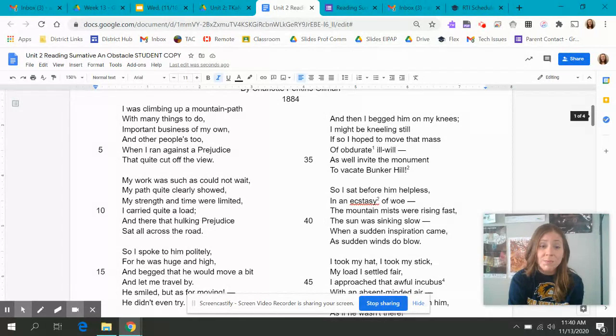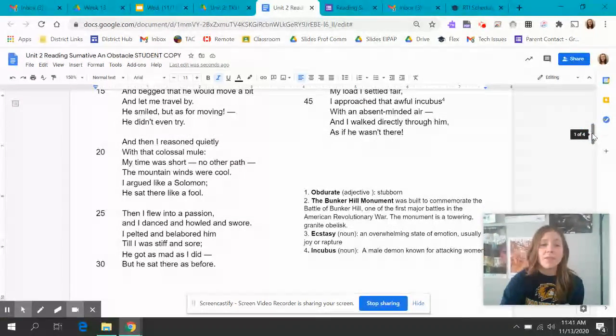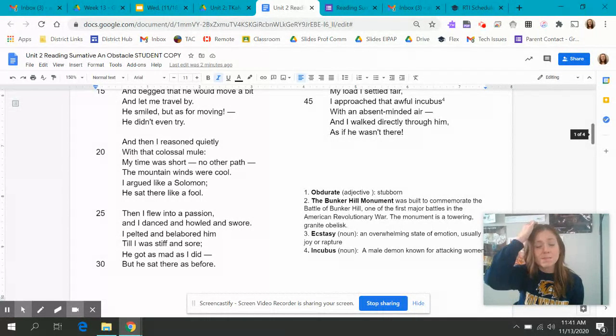So I spoke to him politely, for he was huge and high, and begged that he would move a bit and let me travel by. He smiled, but as for moving, he didn't even try. And then I reasoned quietly with that colossal mule. My time was short, no other path. The mountain winds were cool. I argued like a Solomon. He sat there like a fool. Then I flew into a passion, and I danced and howled and swore. I pelted and belabored him till I was stiff and sore. He got as mad as I did, but he sat there as before.